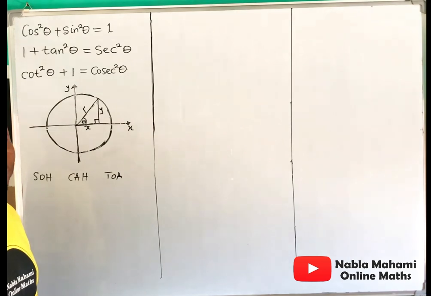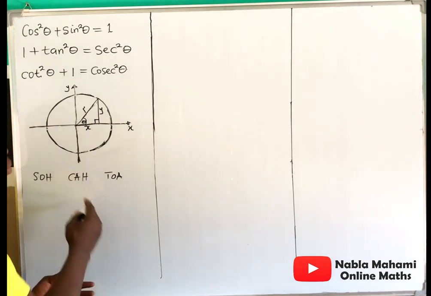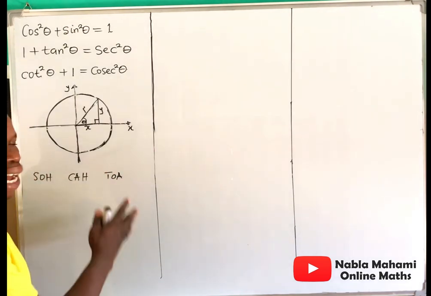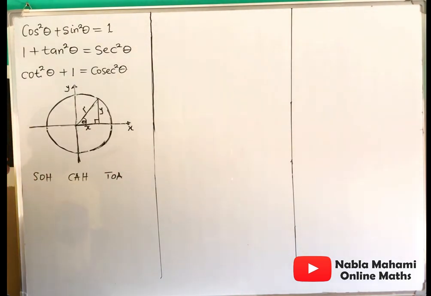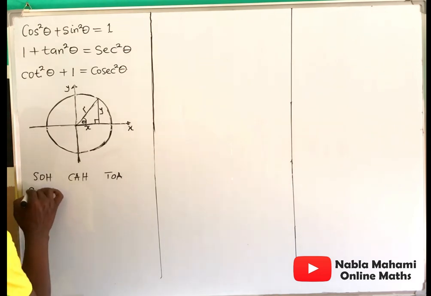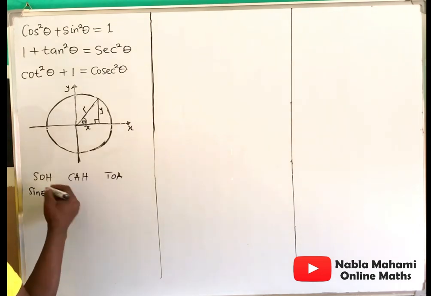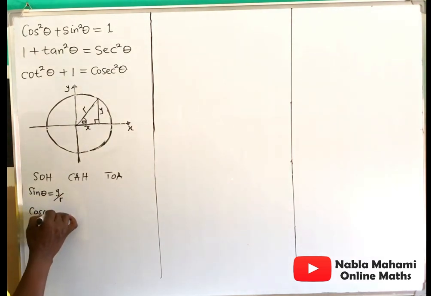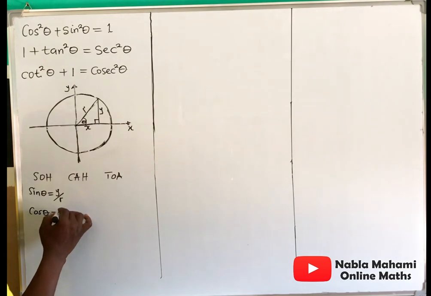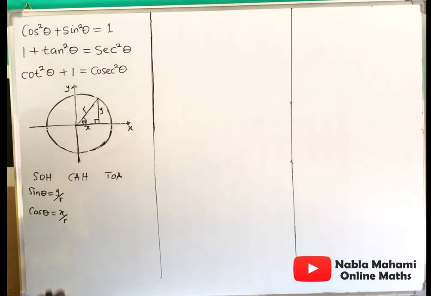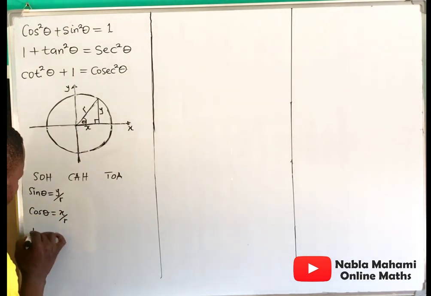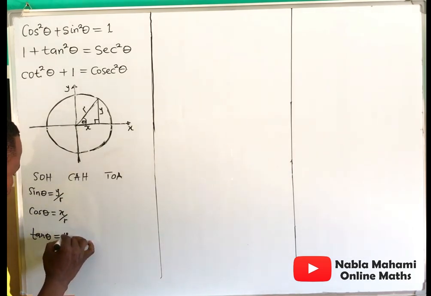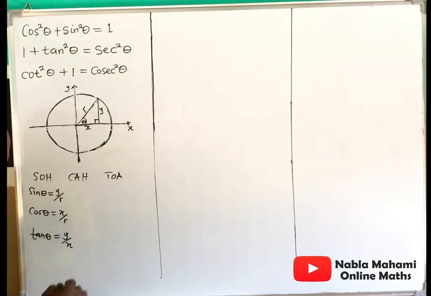So SOH means sine is equal to opposite over hypotenuse. CAH means cos is equal to adjacent over hypotenuse. And TOA means tan is equal to opposite over adjacent. So from the diagram, I can say that sine theta is equal to opposite, which is y, over hypotenuse r. Then cos theta is equal to adjacent over hypotenuse, which is x over r. And tan theta will be equal to opposite y over adjacent, which is x.